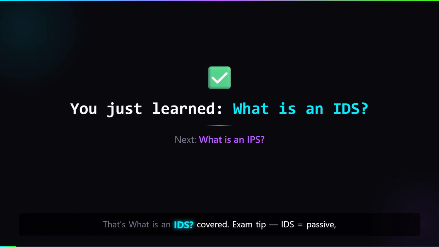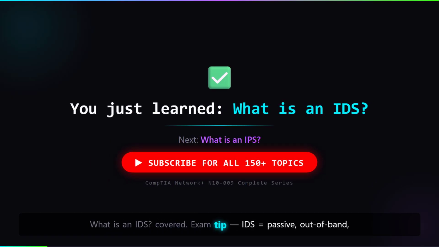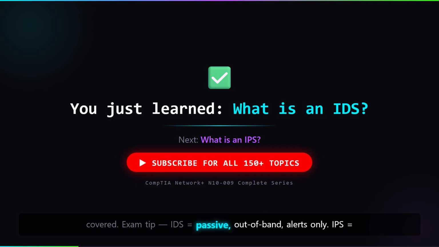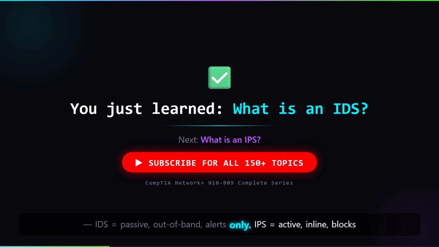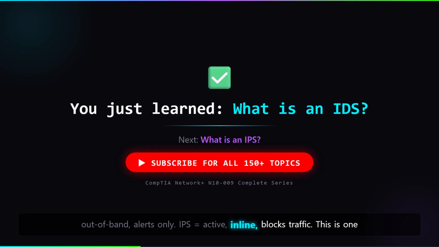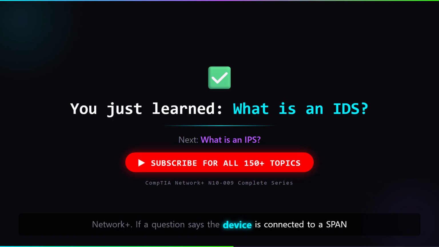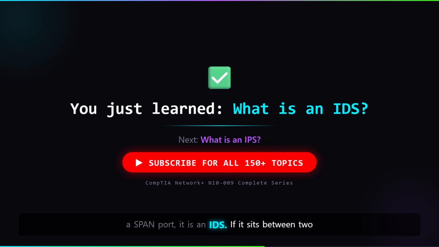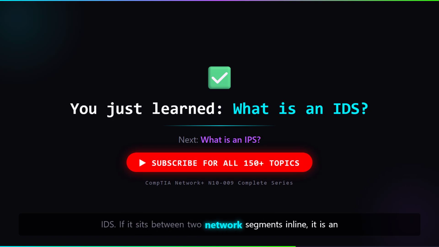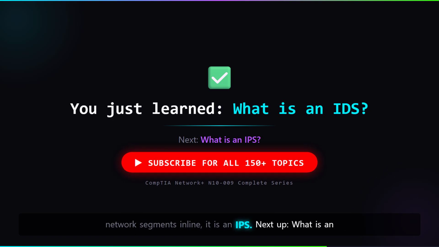That's what is an IDS? Covered. Exam tip: IDS equals passive, out of band, alerts only. IPS equals active, inline, blocks traffic. This is one of the most tested comparisons on Network Plus. If a question says the device is connected to a span port, it is an IDS. If it sits between two network segments in line, it is an IPS.